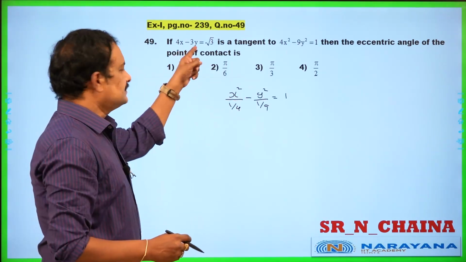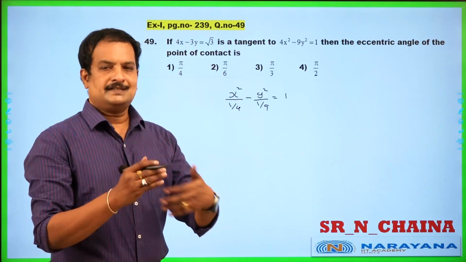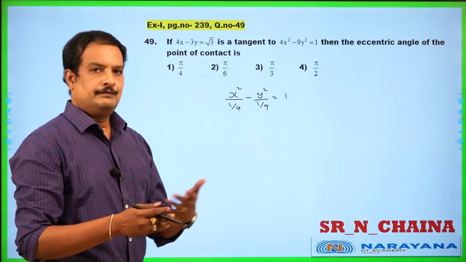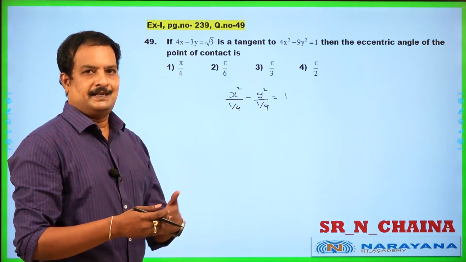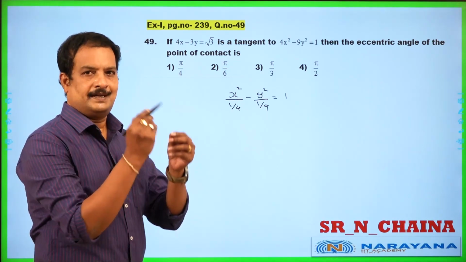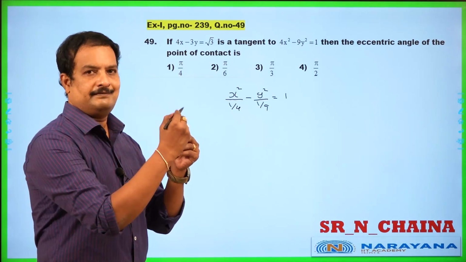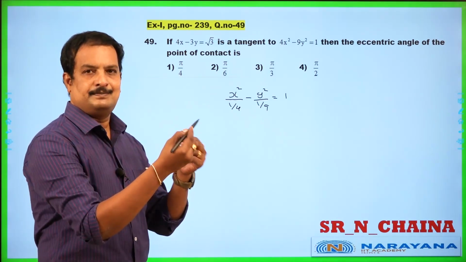So let us suppose that this is tangent to the given hyperbola at a point theta. So what is the equation of the tangent at that point? We know that is x by a, okay? That is nothing but what? It is simply s1 equal to 0, x1 by a square, but x1 is what? A secant theta. Y1 by the b square, y1 is b tan theta.